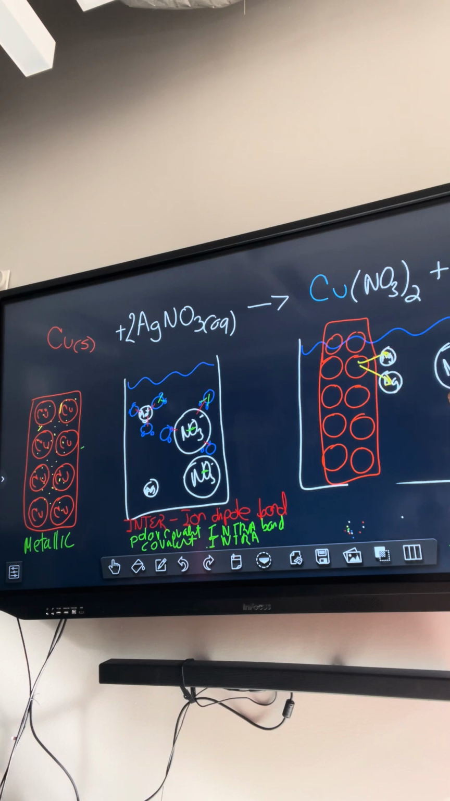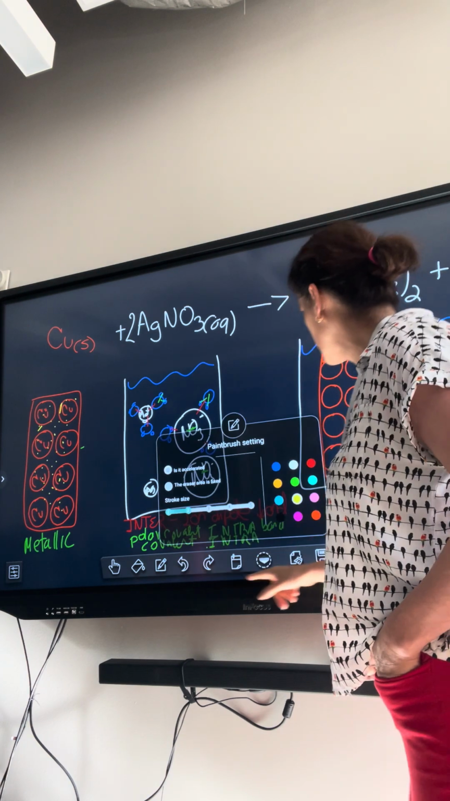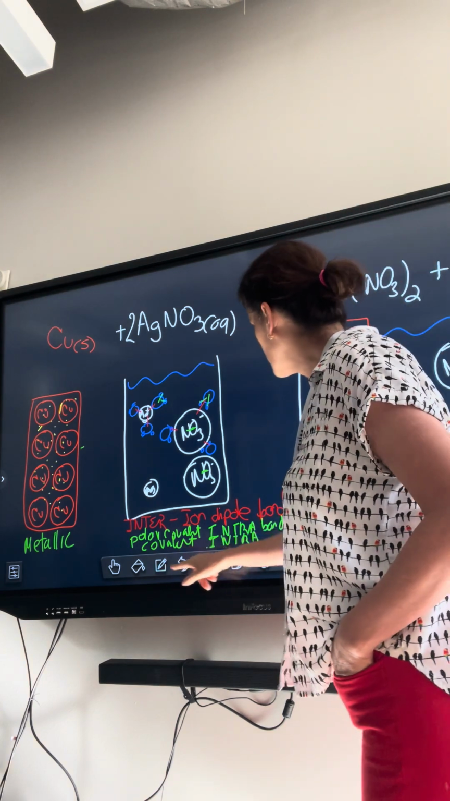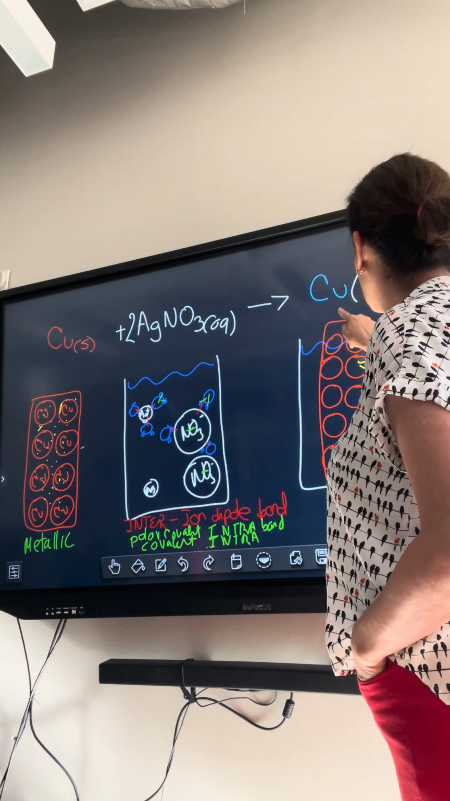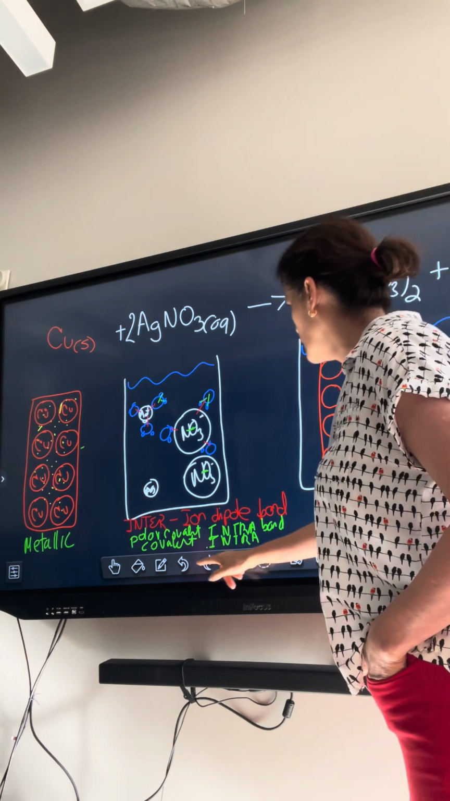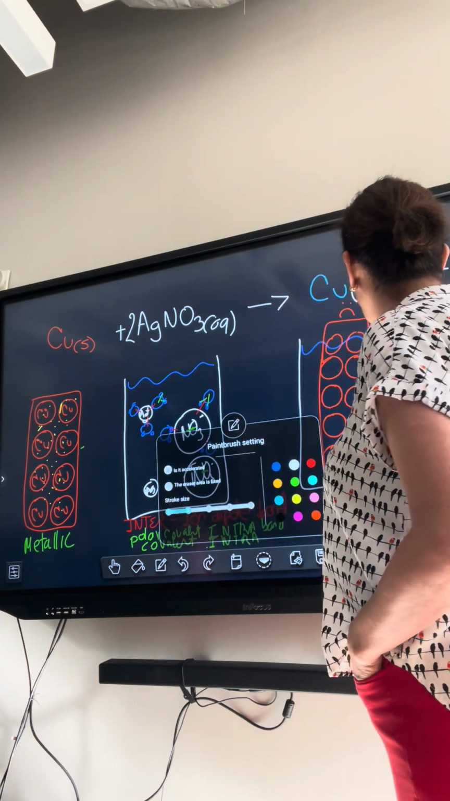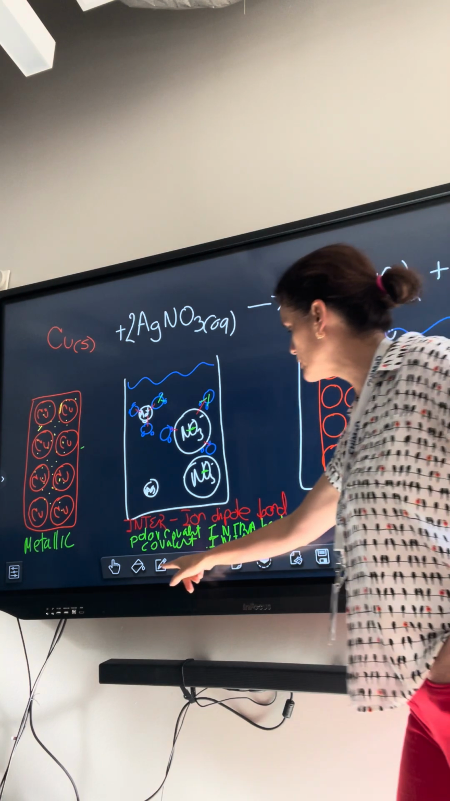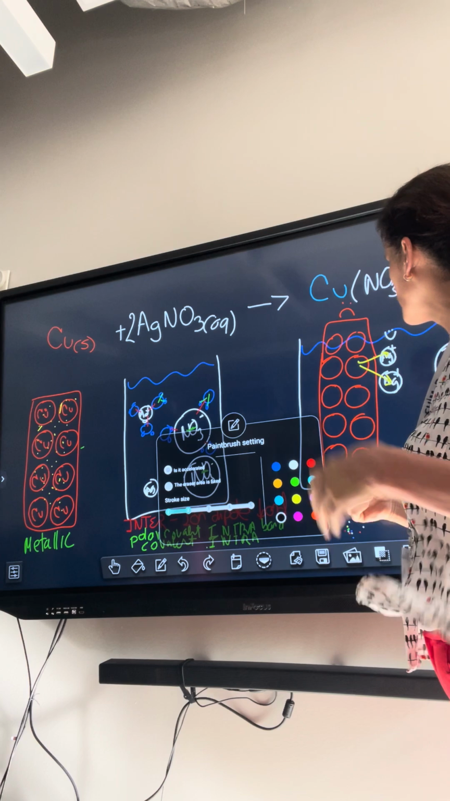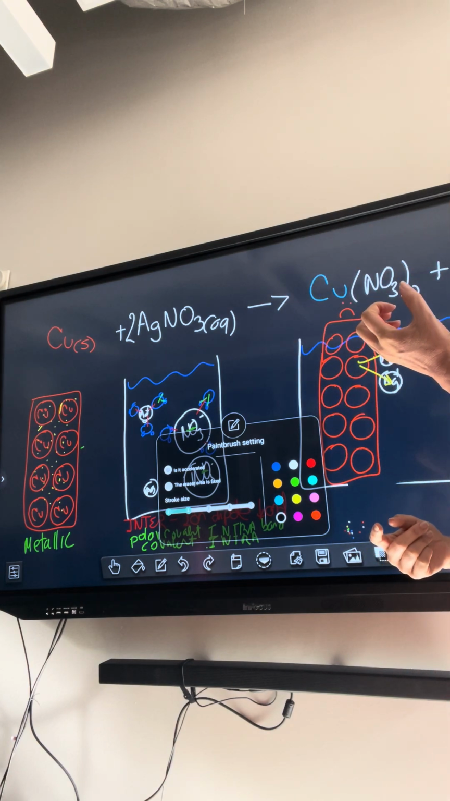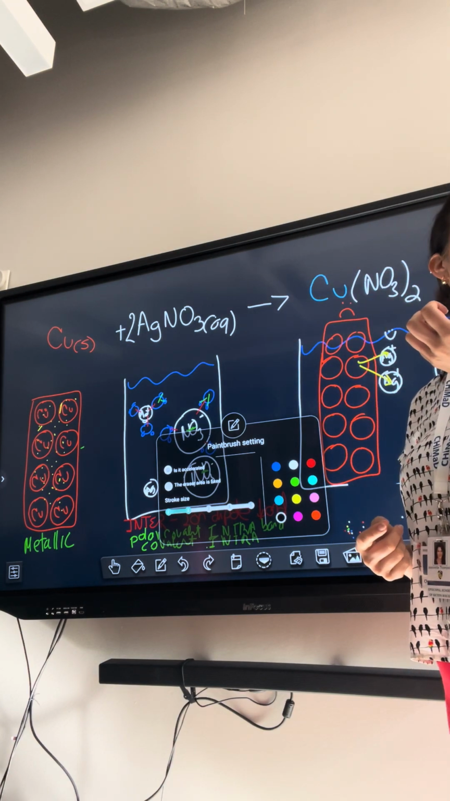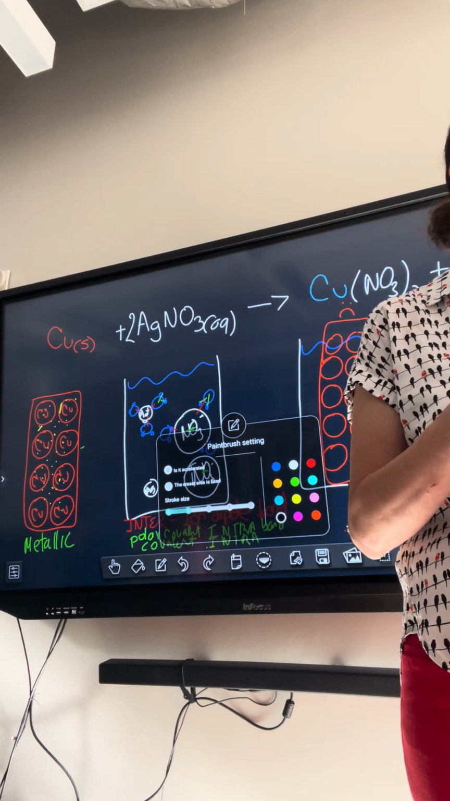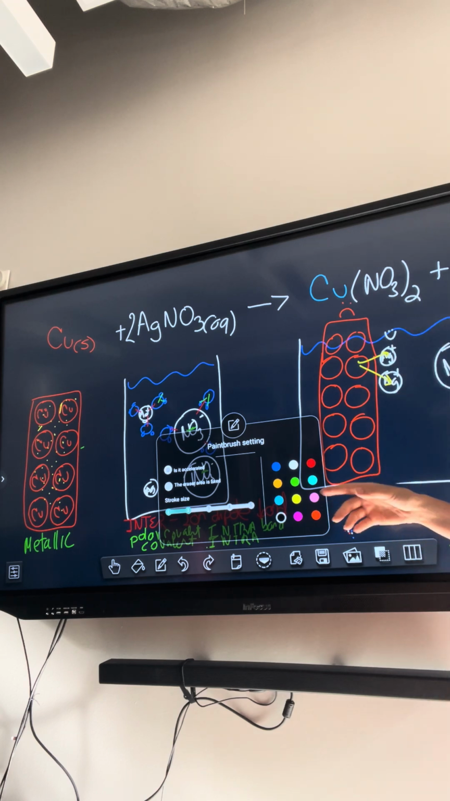So the silver that used to be positive and was all happy, while the copper was all unhappy, now the silver won't be happy anymore. What happens to the silver that was positive once it gains the electron? It becomes neutral. If you were positive and then you gain the electron, you become neutral. So you become solid silver.